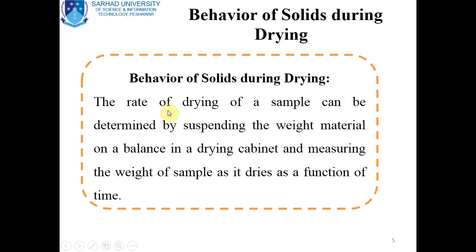The rate of drying, which is likewise the time of a sample, can be determined by suspending the wet material. First of all, we have to take the weight of that particular material on a weighing balance in a drying cabinet, or in another term a dryer, and measure the weight of the sample as it dries as a function of time. It means that we have to determine the rate of drying.